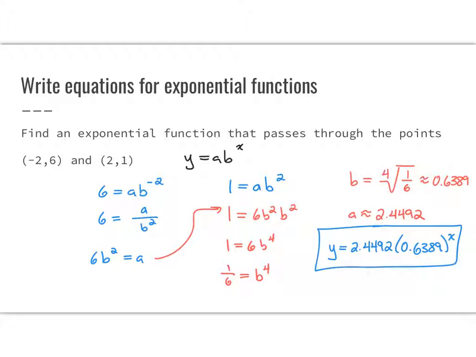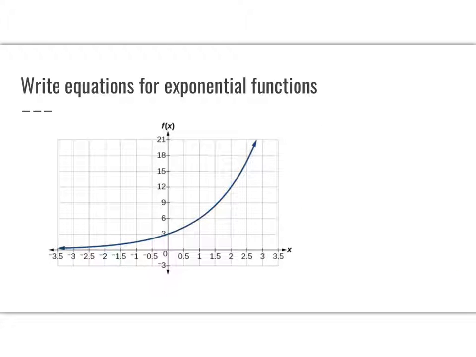So we get this. y is 2.4492 times 0.6389 to the x. So it's a system of equations, basically. And if you graph this one, you'd see this is an example of exponential decay as opposed to exponential growth. So writing the equation based off the graph, really what we can do is identify points and then use the same exact process we've done before.